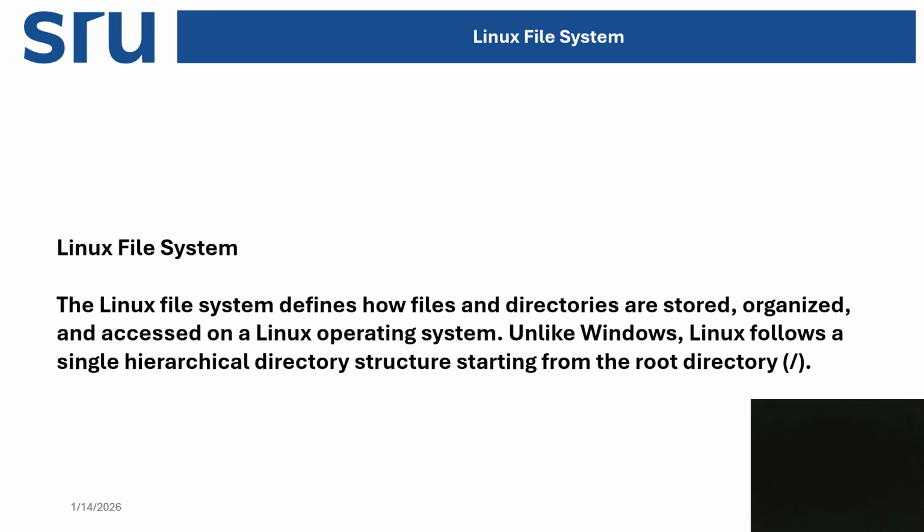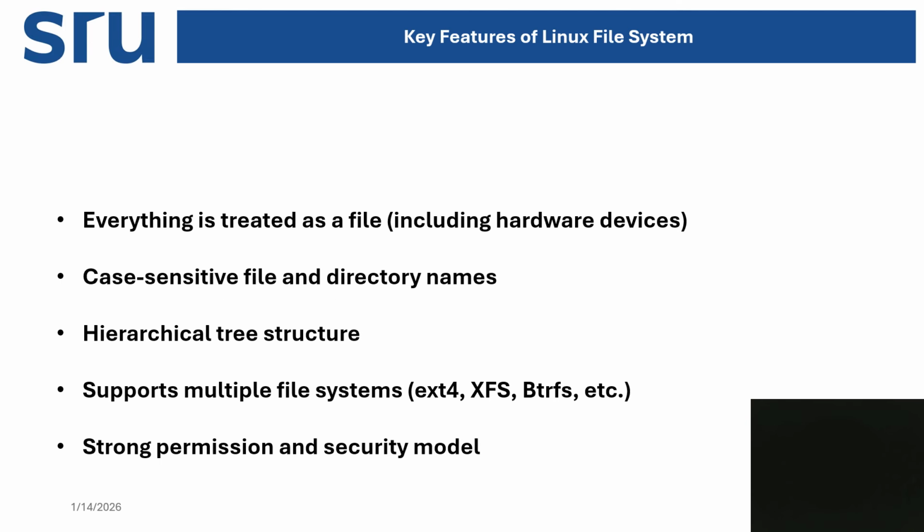Linux follows a single hierarchical directory structure starting from the root directory. So it is like a directory structure. The directory contains some subdirectories and so on. We will see the picture. Here, the Linux operating system starts with the root directory, that is a slash. Everything is treated as a file, including hardware devices.